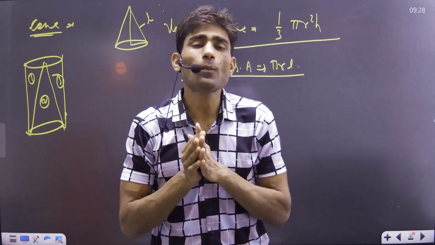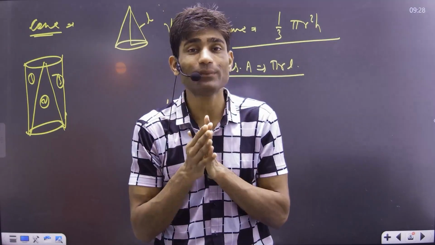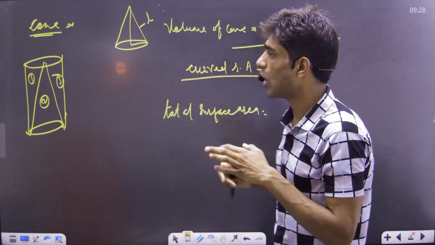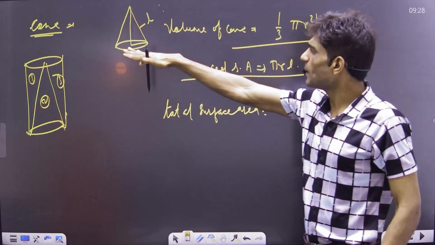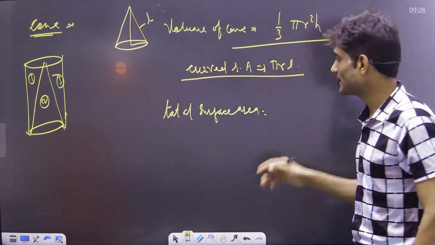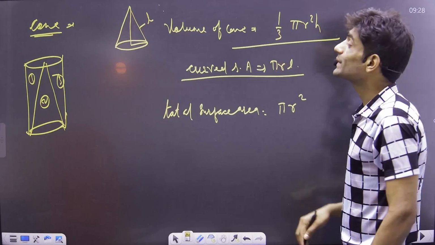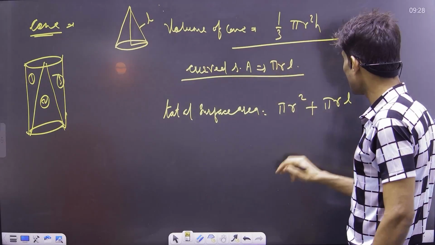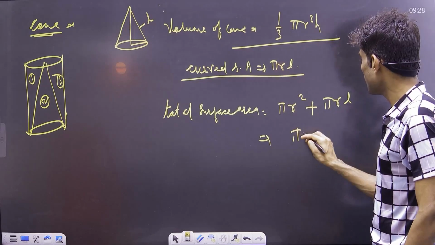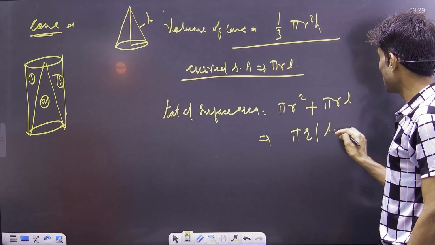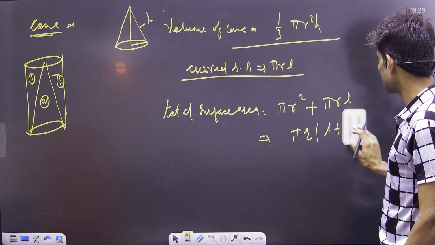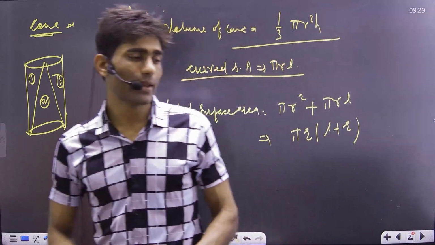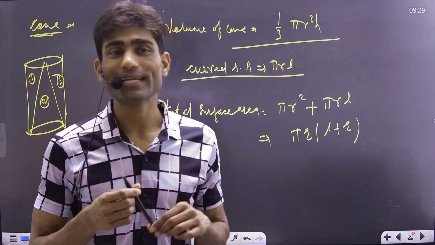But the bottom side has a circular shape, so the area of the bottom is the area of a circle, which is pi r square. The curved, or lateral, surface area is pi r l. Then take pi r common, and we write r plus l. This is the total surface area of our cone. See how easy it is to remember.